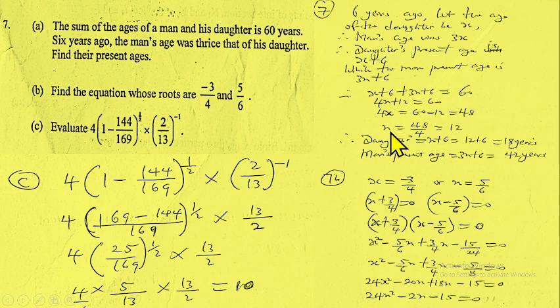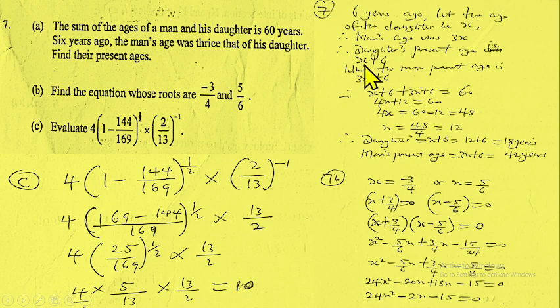Divide both sides by 4. Then you have x to be 12. So that means 6 years ago, the daughter was 12 years. But the question did not ask us to find their ages 6 years ago. We have to find their present ages.